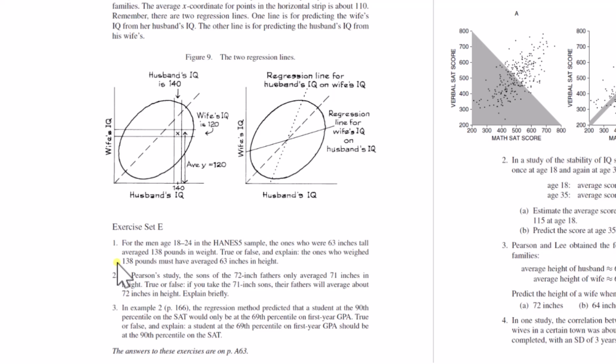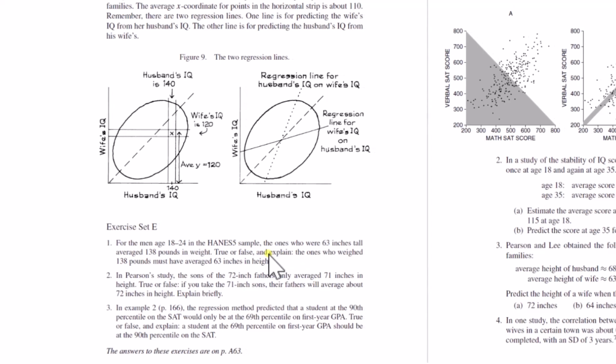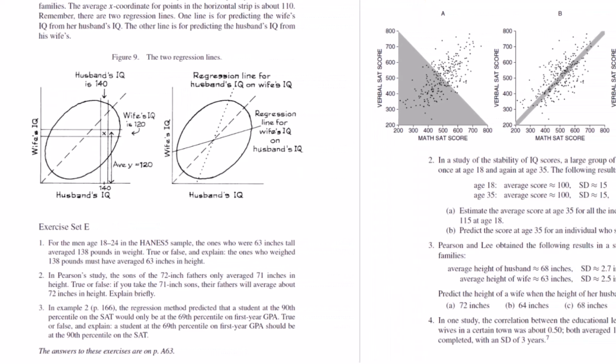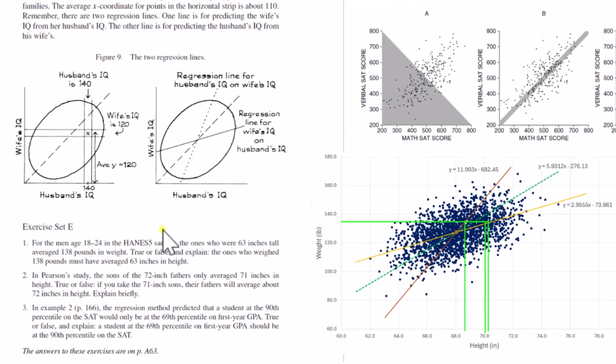The ones who weighed 138 pounds must have averaged 63 inches in height. Okay, now this we can answer, right? So you see what it's saying here. Let me bring this chart down. So it's asking for this study, and we don't need the chart, because it's saying the ones who were 63 inches tall average 138 pounds in weight. That's the x-axis mapping to the y-axis. True or false, and explain.